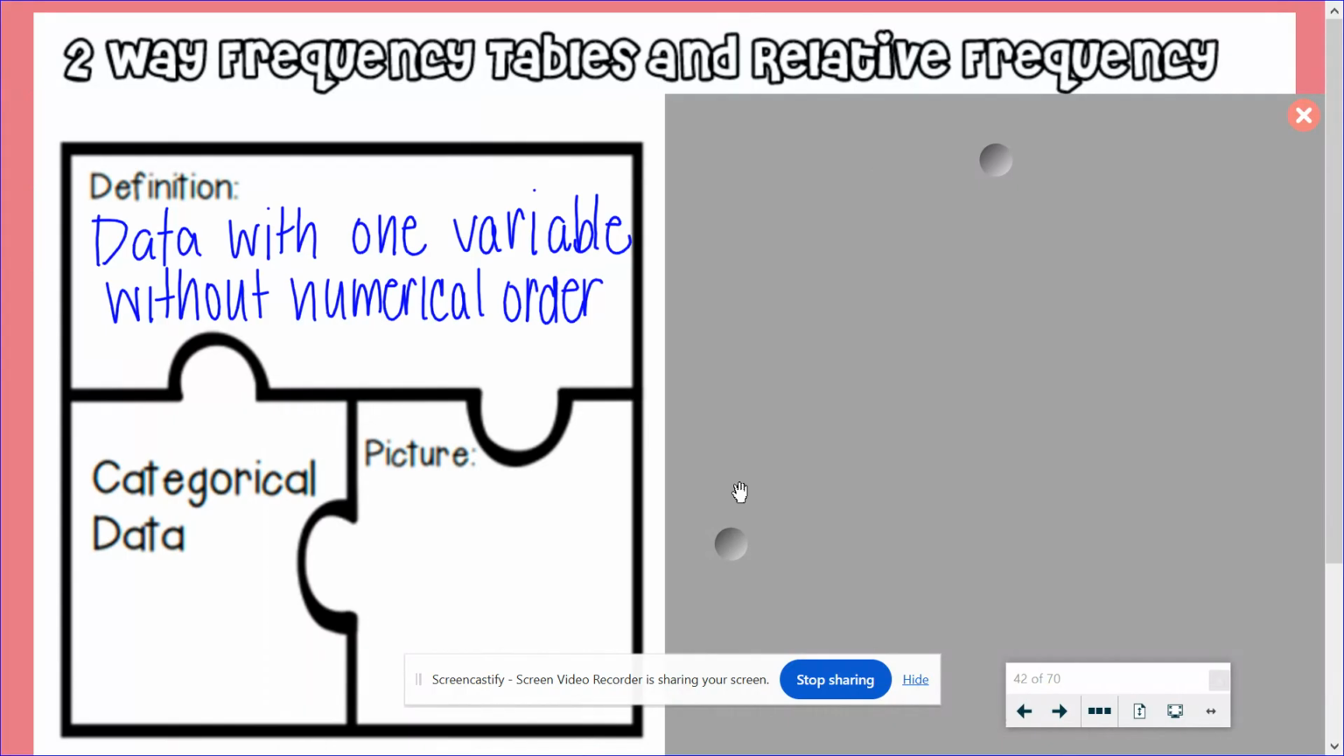I already have the definitions written in because I tend to write a little bit slower than you. So this way, it's already there. So you can copy it, pause the video if you need to.